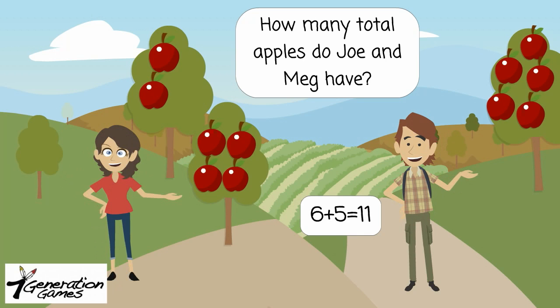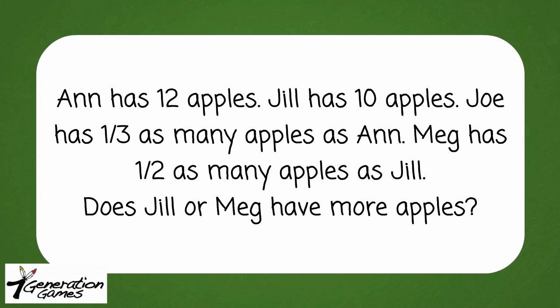Okay, but let's be honest. That was kind of easy. Let's try one that isn't quite so simple and see how visualization can help. Anne has 12 apples. Jill has 10 apples. Joe has 1/3 as many apples as Anne. Meg has half as many apples as Jill. Does Jill or Meg have more apples?